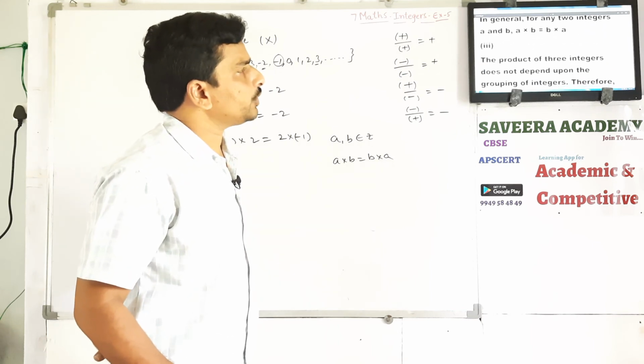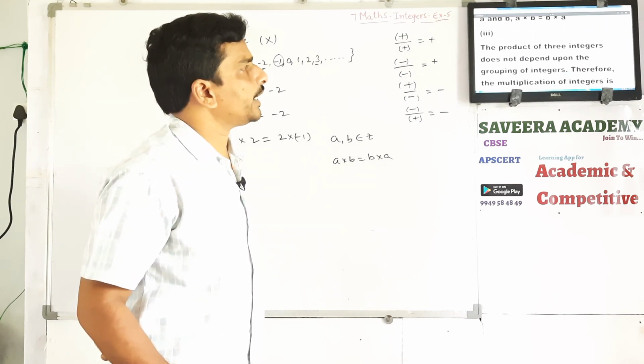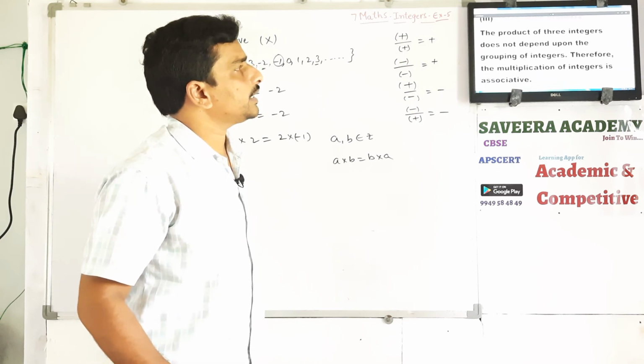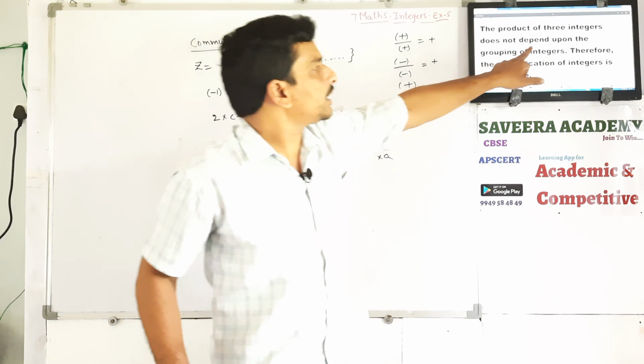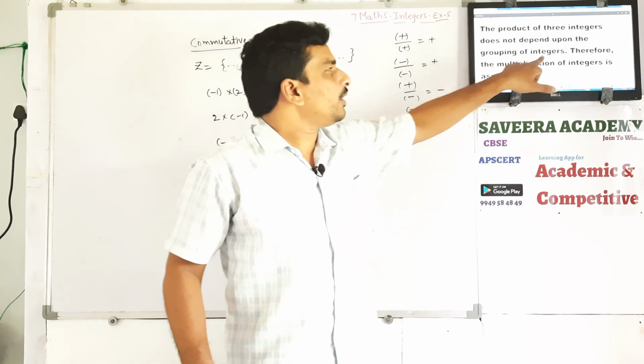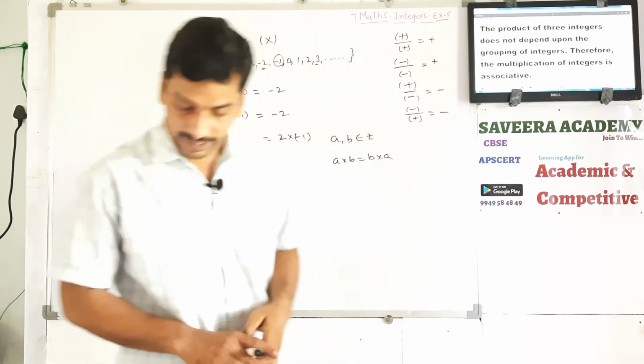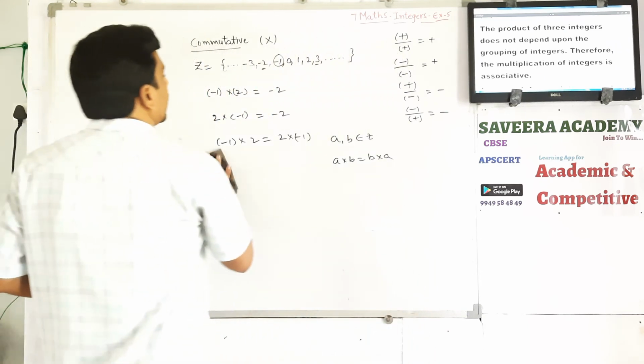Now the associative property. Here see, the product of three integers does not depend upon the grouping of integers. Therefore multiplication of integers is also associative. It means that, I will explain. Let us see.